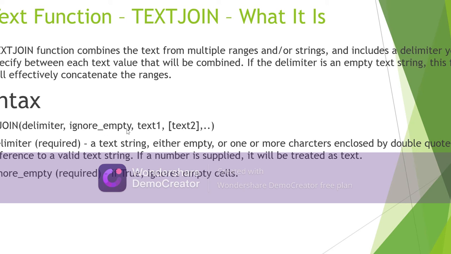and ignore empty. Now, to specify what a delimiter is, because we talked about that in CONCAT for just a little bit, we brushed past it. Delimiter is required with TEXTJOIN, and that is a text string, either empty or one or more characters enclosed by double quotes, or a reference to a valid text string. If a number is supplied, it will be treated as text. You'll see that in the example.